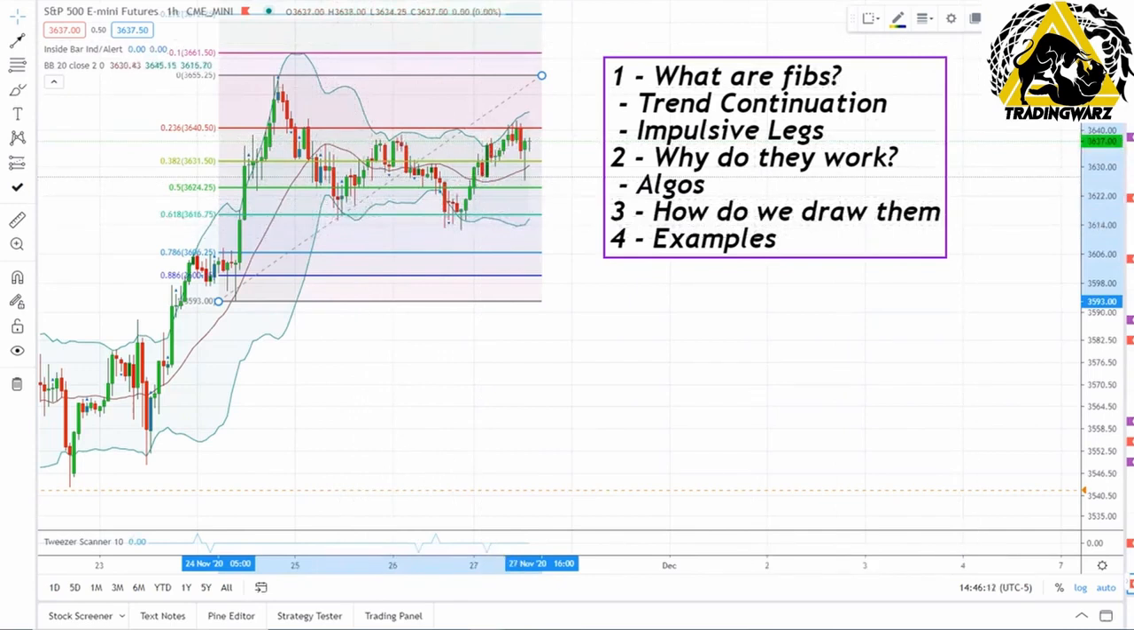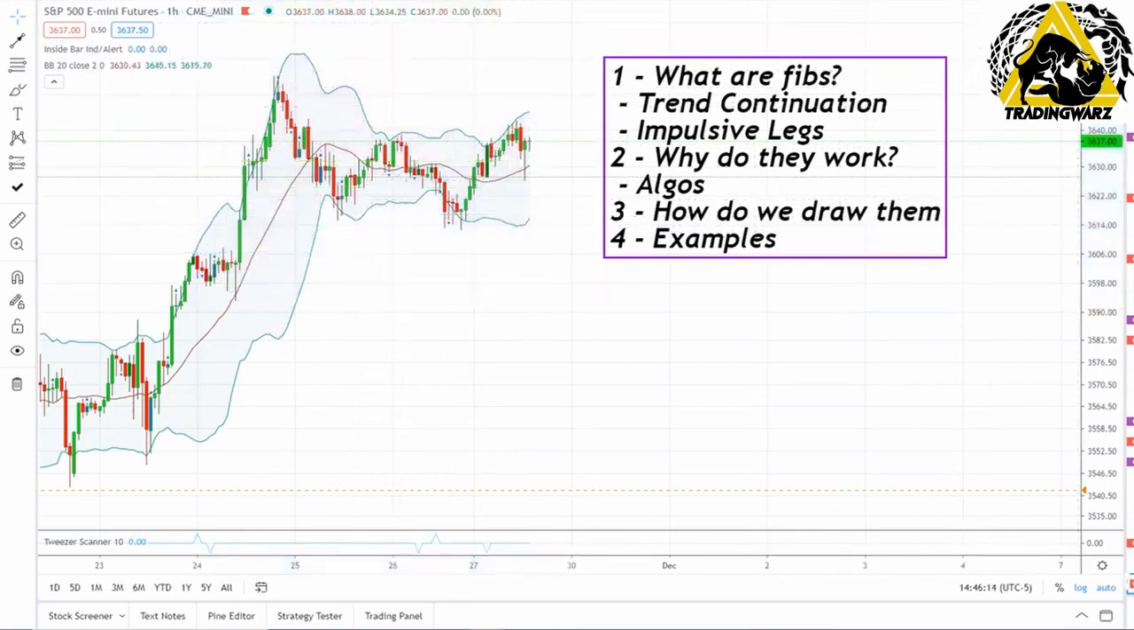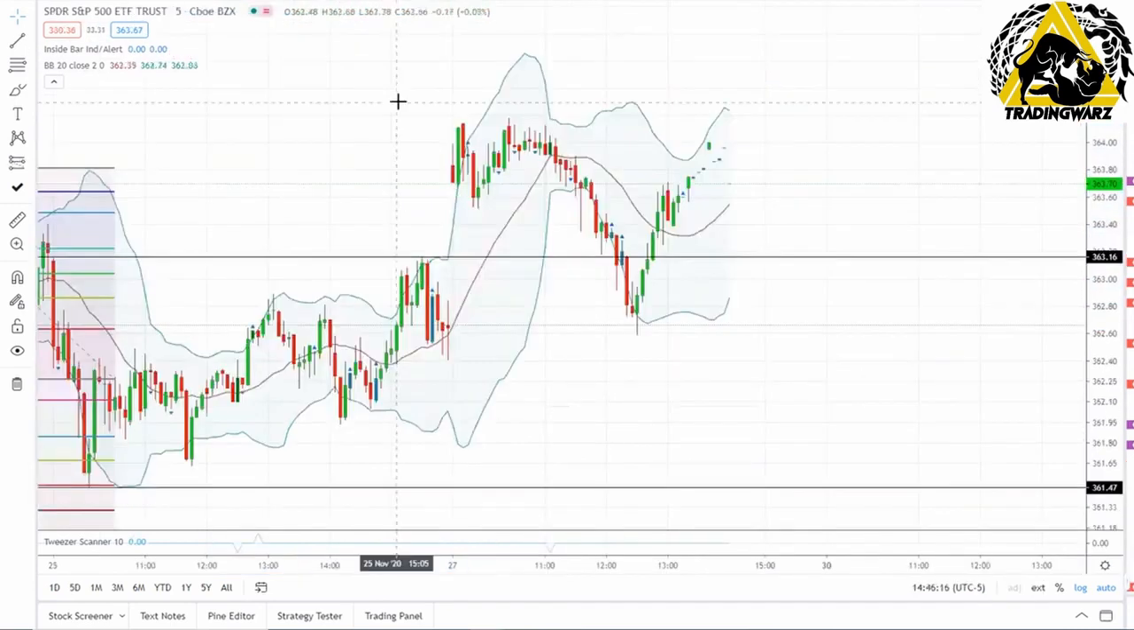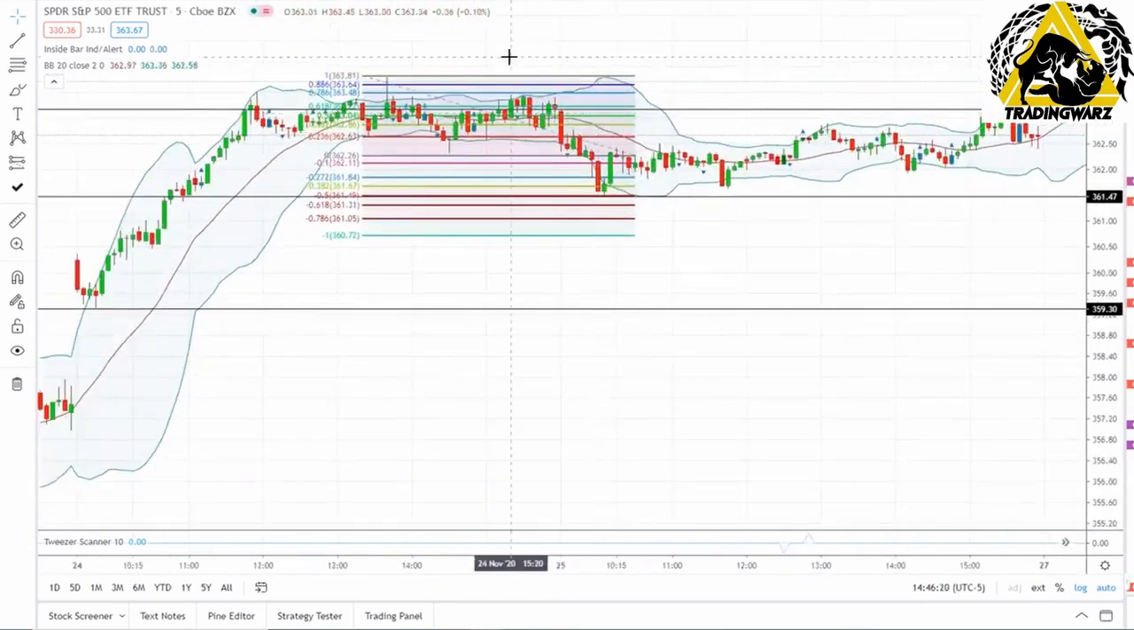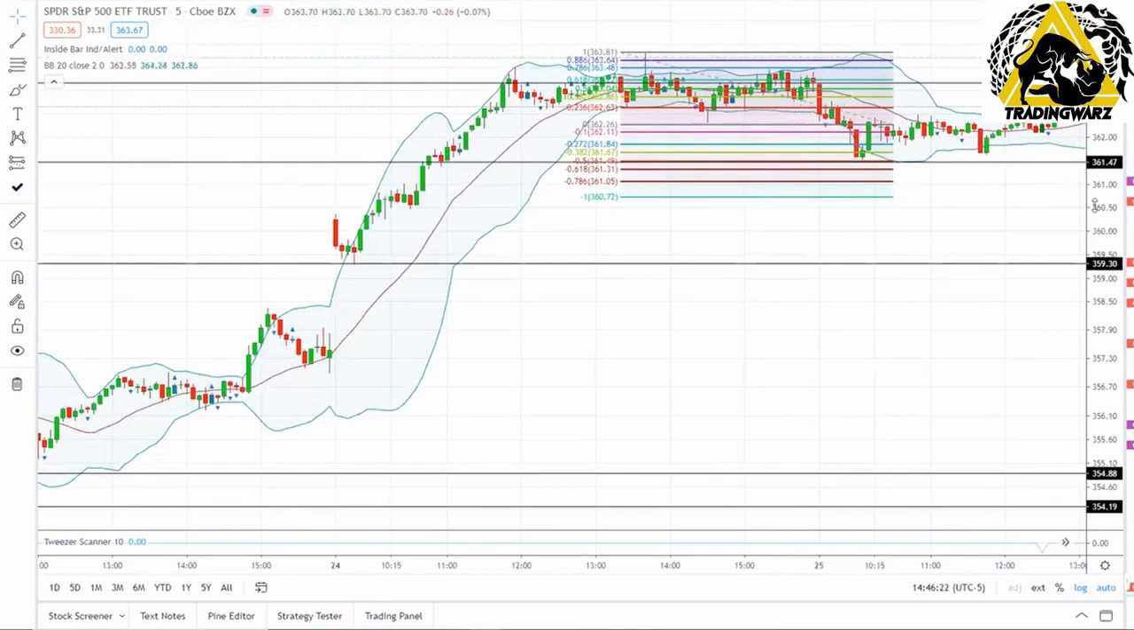And now I'm going to go to the 5-minute chart to show you guys some more examples, and then we're going to wrap up this video. Okay, so here on the 5. The great thing about Fibonacci is it works on all time frames, as above, so below.